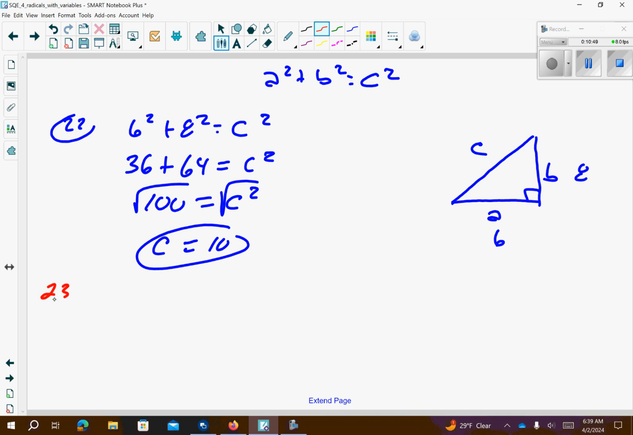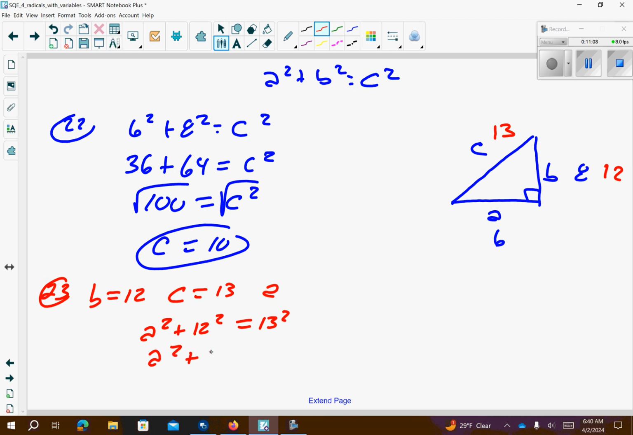Let's see, number 23. They tell us that B equals 12, C equals 13. Find A. So I know that this is 13. I know that this is 12. So let's set up a problem. I have A squared plus 12 squared equals 13 squared. 12 times 12 is 144. 13 squared is 13 times 13, which is 169. Subtract 144 from 169 to get 25. Take the square root of both sides, so I'm going to get A equals 5.